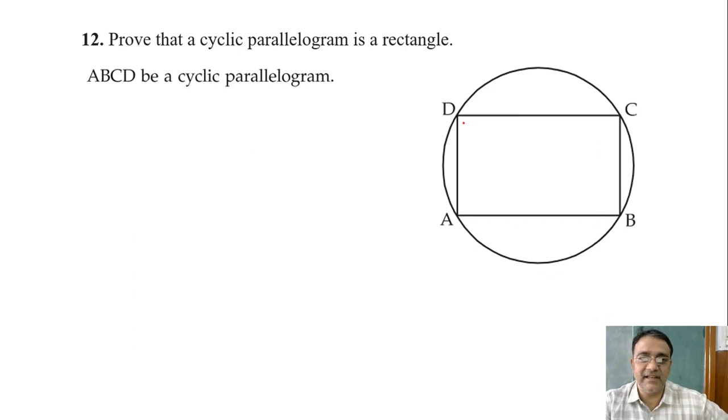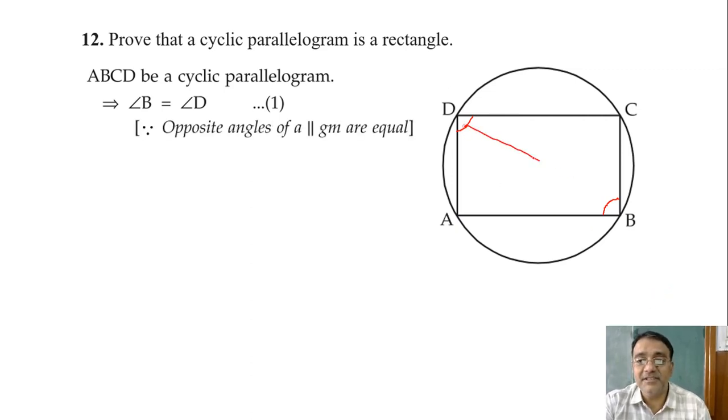ABCD is a cyclic parallelogram. Now we have to prove that it is a rectangle. Okay? So उसको कैसे prove करेंगे देखो. सबसे पहले angle B is equals to angle D. Why? Opposite angles of a parallelogram are equal. Very good. Opposite angles of a parallelogram are equal.